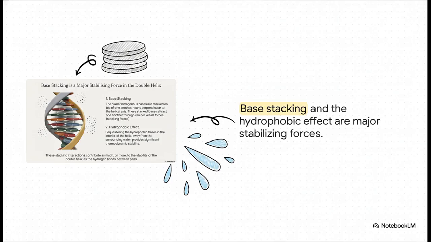But hold on, those hydrogen bonds holding the rungs of the ladder together, they aren't the whole story, not by a long shot. The flat bases also stack on top of each other, really neatly, kind of like a stack of pancakes. This base stacking, along with the fact that the bases really don't like water and get pushed into the core, provides a massive amount of stability. Some would even argue it's more important than the hydrogen bonds themselves.